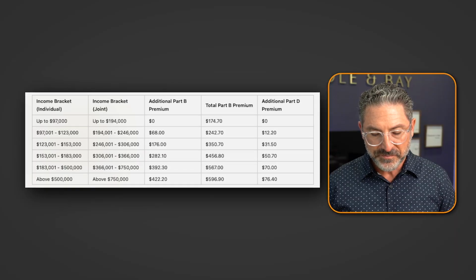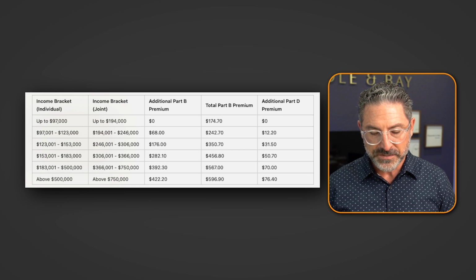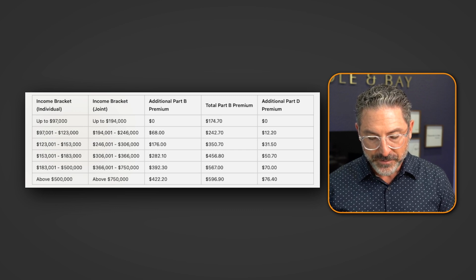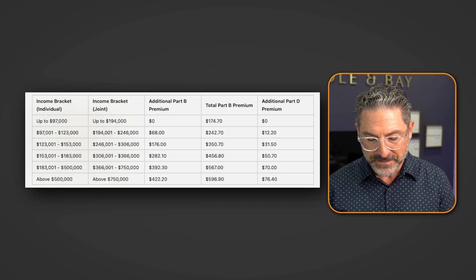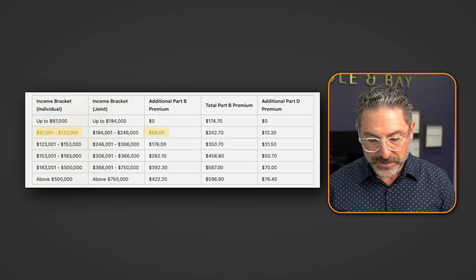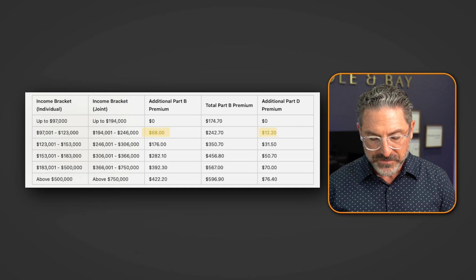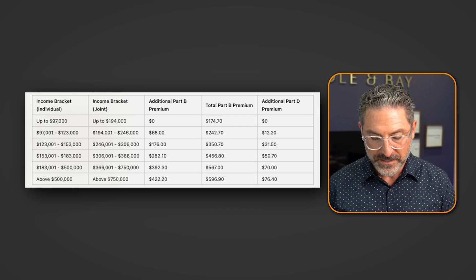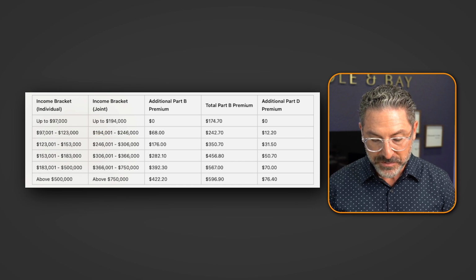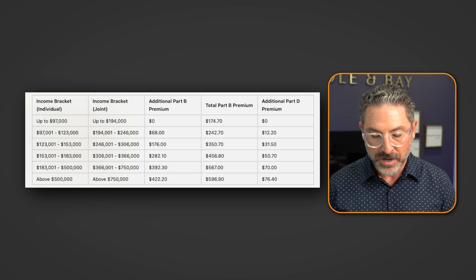Here is the 2024 IRMAA chart in case you're interested. You can always pause the video, take a closer look. You can see that if you're single and you go $1 over $97,000, you pay an extra $68 for Part B and $12.20 for Part D, and that's about $1,000 a year more on top of your normal $2,000 bill for the base level of B and D. And if you're married, you go over $194,000 by $1, you pay that times 2. So $2,000 more per year on top of the normal cost. And it just goes up from there. Remember, as long as you're aware of this, you can work to navigate around it.